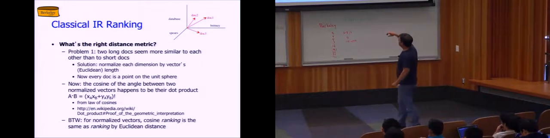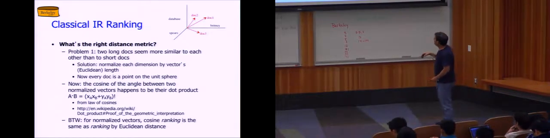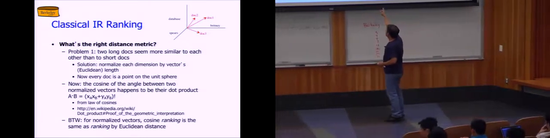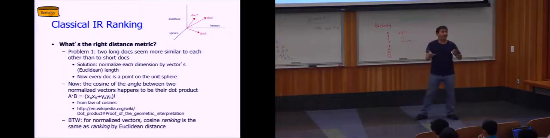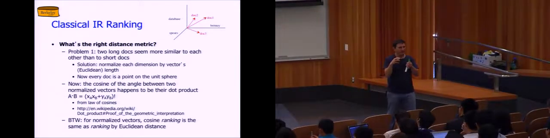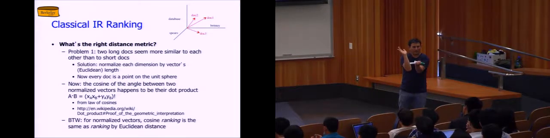And so for normalized vectors, once you get these things normalized, rather than compute their Euclidean distance, you can compute their cosine ranking. They're the same. Once you've normalized, that intuition we had that they should just be close to each other is the same as figuring out the cosine of the angle between them. Okay, which sort of makes sense.